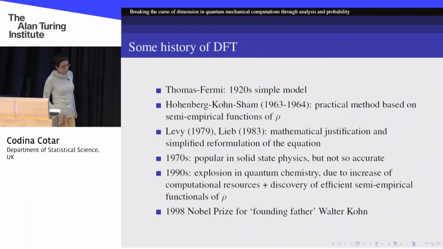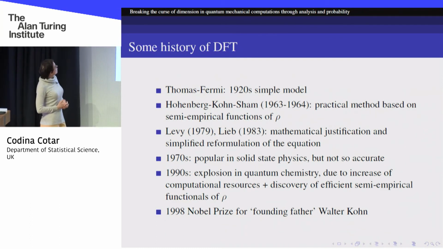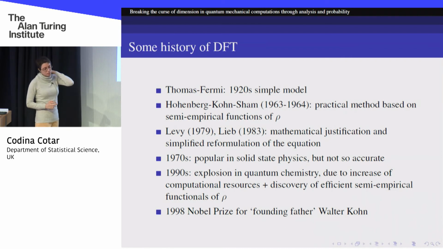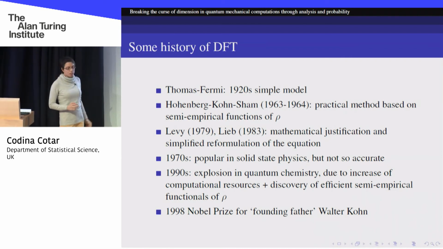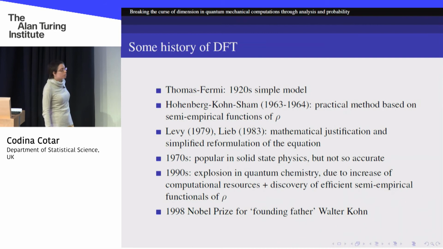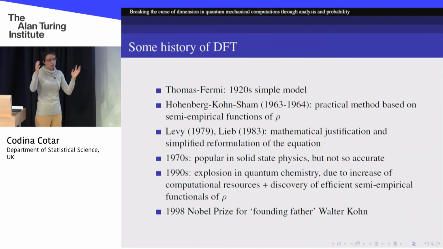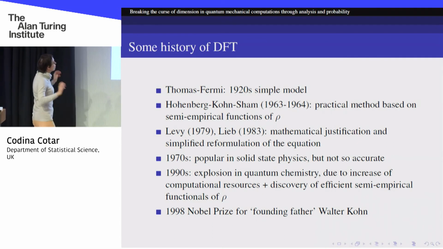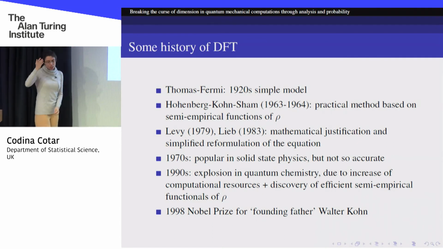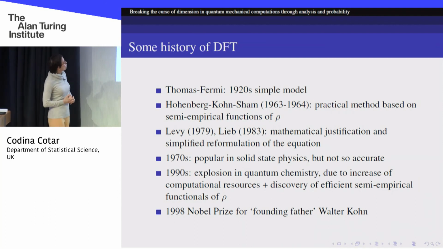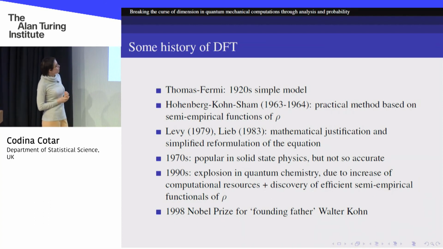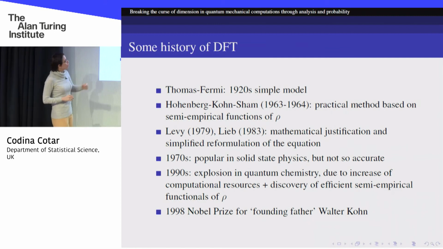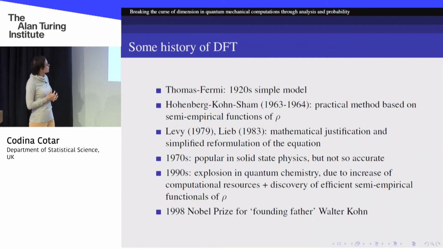So just before I tell you more about it, let me give you a bit of history about DFT. It was first encountered by Thomas and Fermi in 1920. It was a very simple model, based on the fact that all particles are independent. Not very good, but it was the starting point for all that followed. Later on, Hohenberg, Kohn, and Sham devised some practical methods based on approximations of rho. They are called semi-empirical functionals.